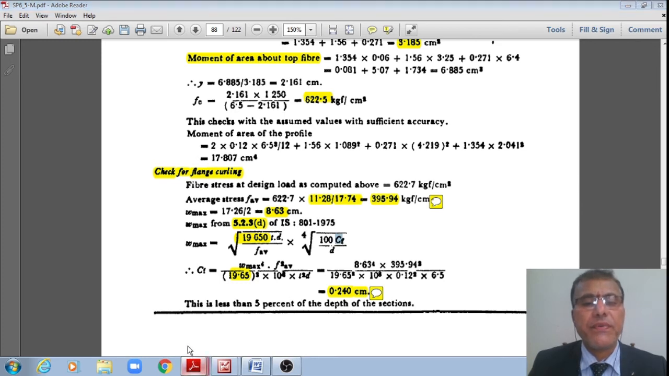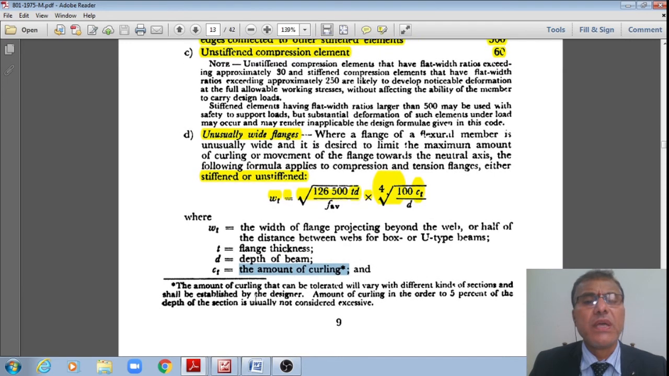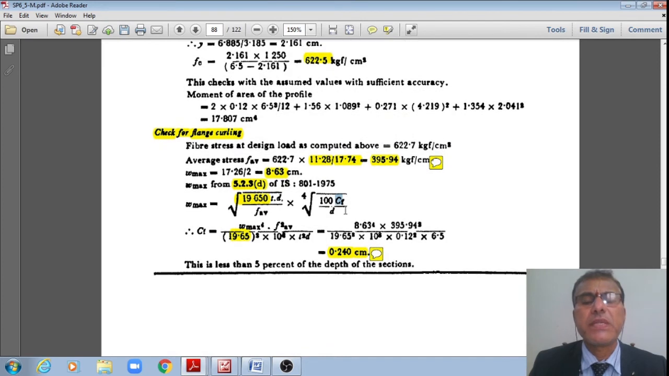Therefore, the only unknown here is CF. What is CF? CF is the amount of the curling. However, the code says that the amount of curling that can be tolerated will vary with the different kinds of sections and shall be established by the designers. An amount of curling in the order of 5% of the depth of the section is usually not considered excessive, meaning that is acceptable, right? Now let me check whether it is excessive or not, right?